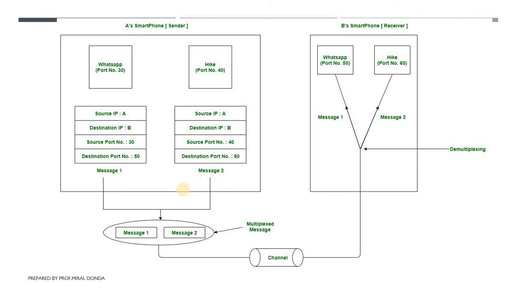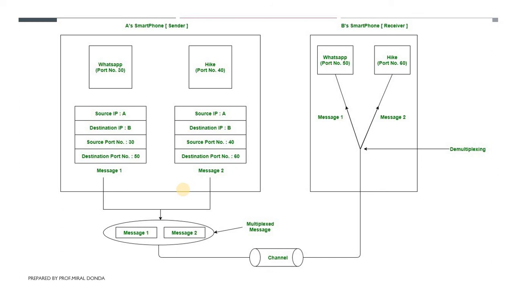Multiplexing and demultiplexing are services facilitated by the transport layer of the OSI model. Let's consider 2 messaging apps that are widely used nowadays, Hike and WhatsApp. Suppose A is a sender and B is a receiver, and both have these applications installed on their systems, say a smartphone. Suppose A wants to send a message to B on both WhatsApp and Hike.